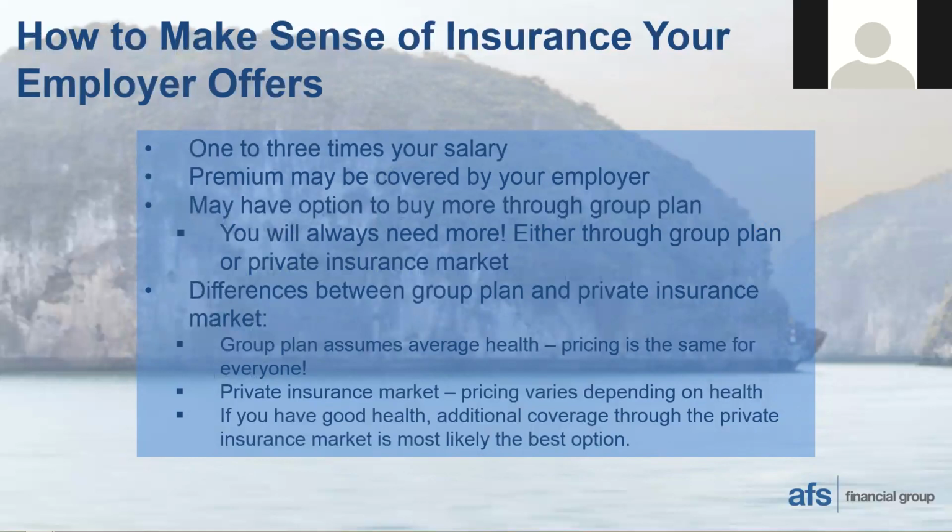Now the question becomes, a lot of employers allow you to buy coverage through the group plan, right? So you can get an additional amount of coverage above the free coverage, or you can go out and shop in the private marketplace. One quick tip there is that group plans through an employer basically assume that everyone is of average health, and the pricing is set accordingly. So if you are in better than average health, most likely you're going to get better pricing by going out in the private marketplace. If you are below average health, you may end up getting better pricing through the group plan.